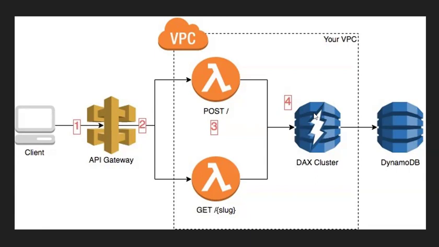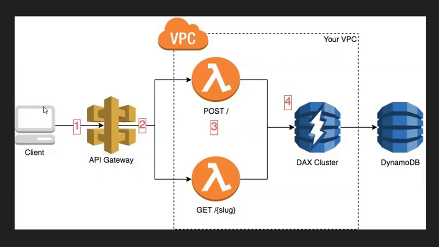Let's say the requested data is not found in the cache of your DAX cluster. Then DAX forwards your request to DynamoDB to retrieve the data. DynamoDB responds to the request and sends the response to whom? To DAX. Now DAX caches the data before returning it to your application, and your application then sends the response to the client.